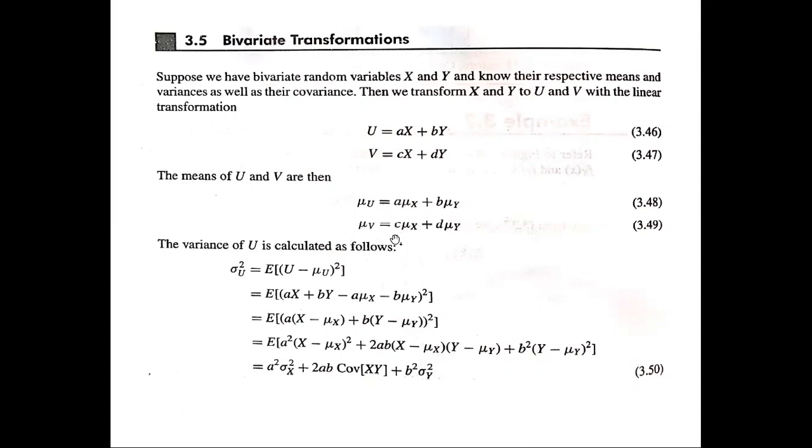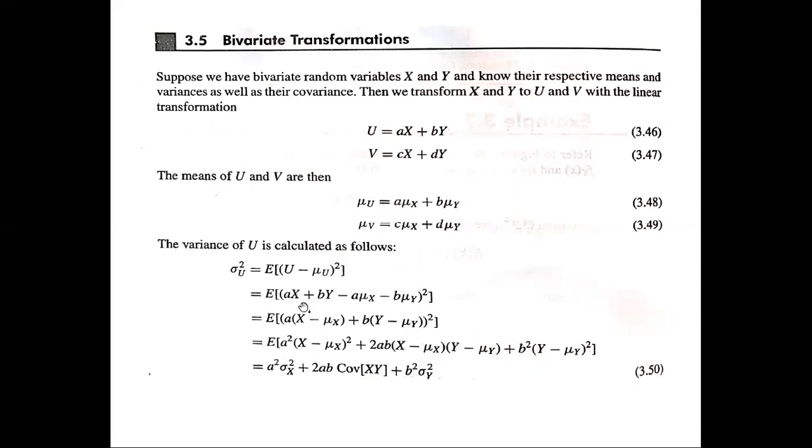So variance of u is calculated as, when I take sigma u squared, which is the variance of u, then that is expectation of u minus mu u, whole squared. And what is u? U is ax plus by, and mu u is a mu x plus b mu y. So we can substitute over here and write it like this. U is ax plus by, which is written here. Mu u is a mu x plus b mu y, which is written over here because we have a minus sign, we'll have both these terms as minus.